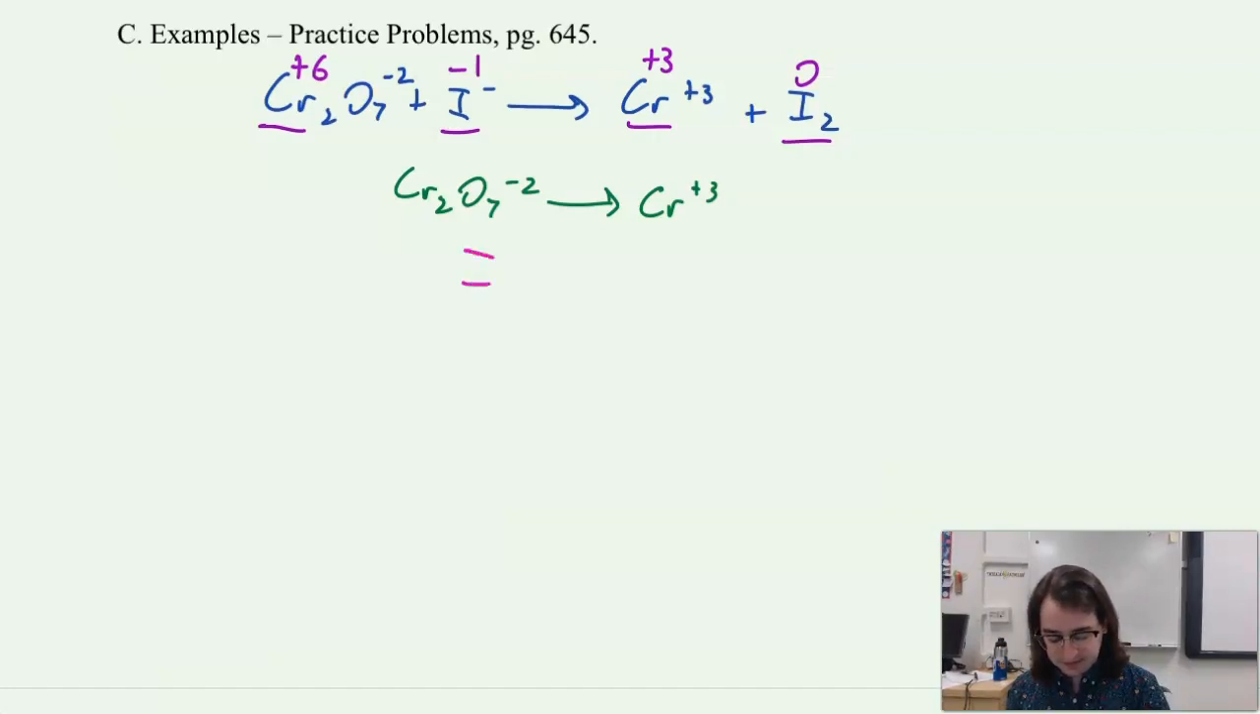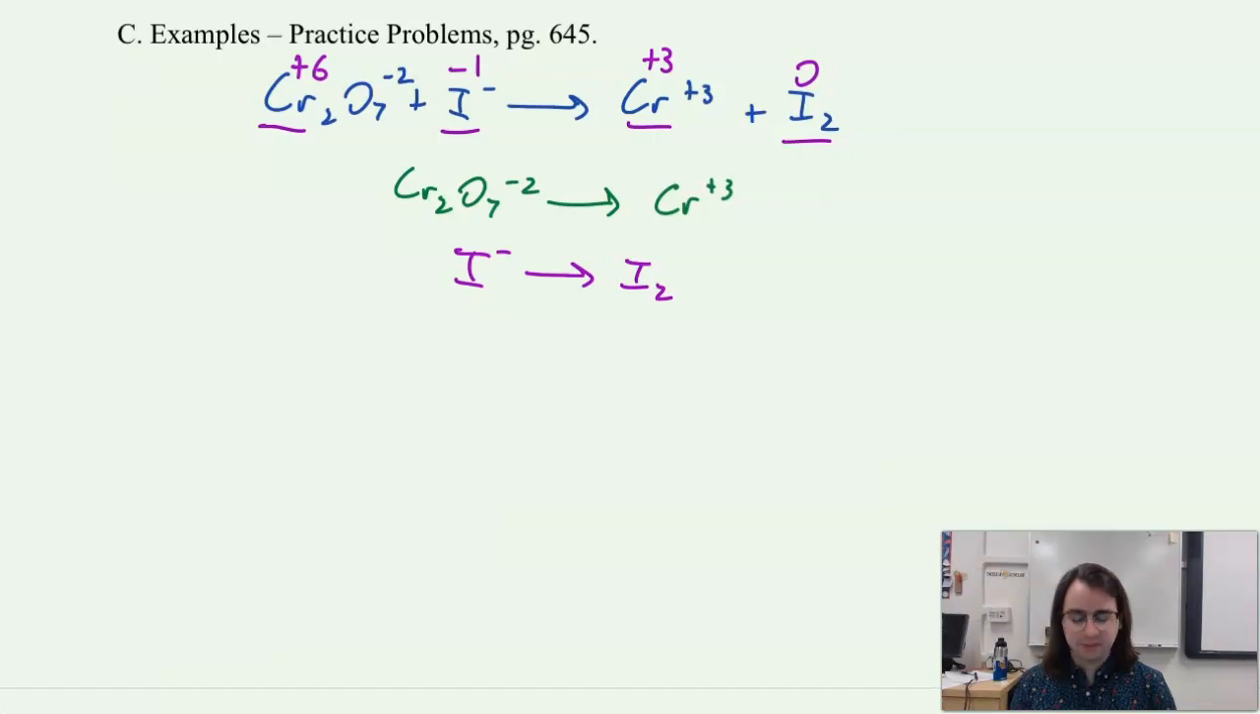I got to figure out a different color here. Let's do this one in purple. Okay, so I minus to I2. All right, so now let's just run through the steps. Step 1 is balance the mass, okay? So I'm going to do that by adding coefficients to the front of anything that's not balanced. I'm going to start with chromium first. Take them one step at a time, right? So let's start with chromium first. I have 2 chromiums on the left, so I need 2 chromiums on the right, just like that. I've balanced it, right? Easy as that.